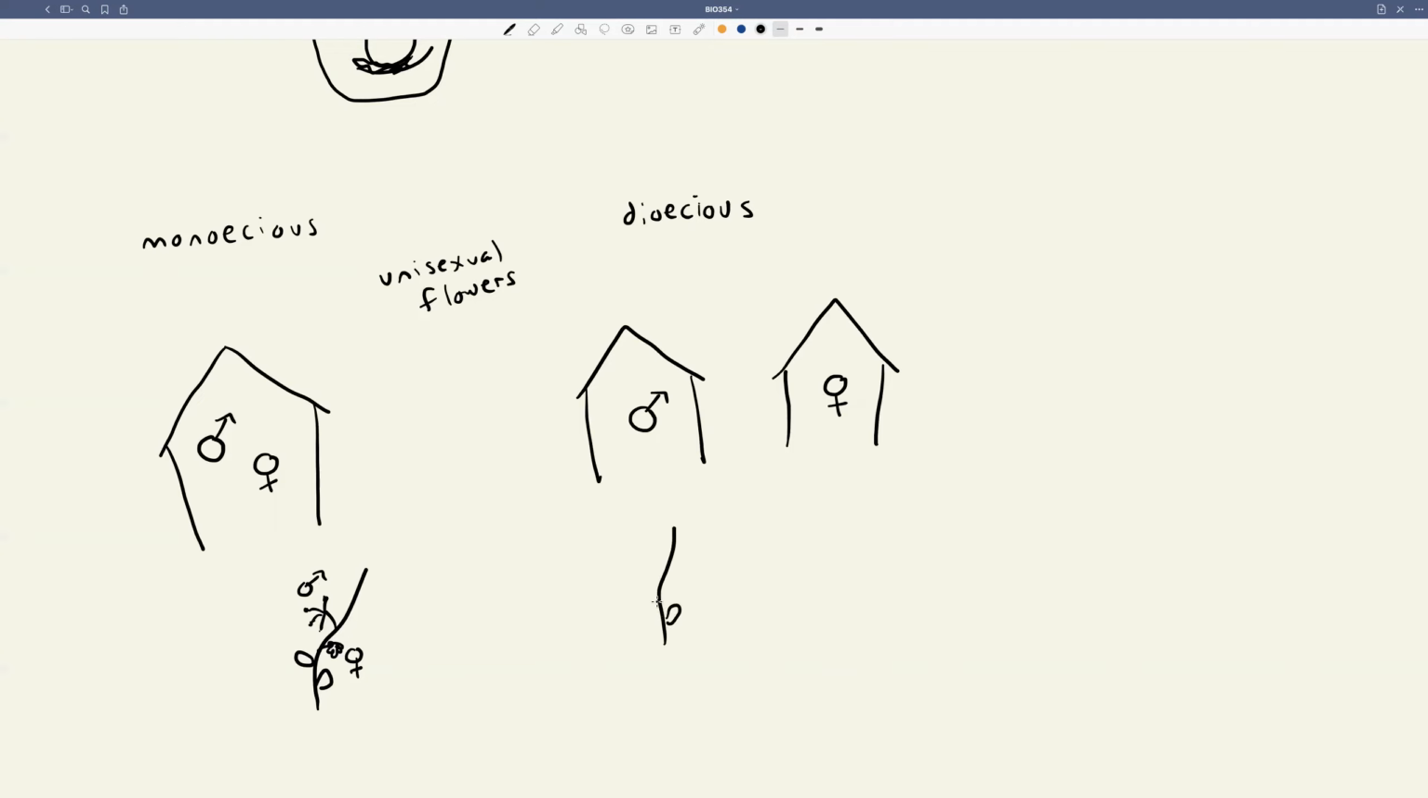Sorry, that ended up being kind of small here. A dioecious plant would have male plants or female plants. So I'm trying to draw mostly stamens on the male plant and carpels on the female plant.